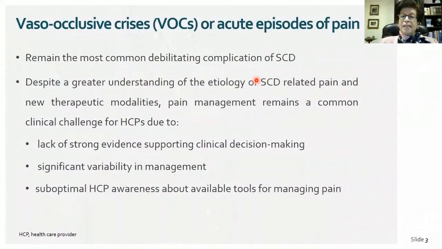Vaso-occlusive crisis, or VOC, or acute episodes of pain, as you all know, remain the most common debilitating complication of sickle cell disease. Despite our greater understanding of the etiology of sickle cell disease-related pain and new therapeutic modalities, pain management remains a common clinical challenge for healthcare providers for so many reasons. First, there's lack of strong evidence supporting clinical decision-making. There's significant management variability, and there's suboptimal awareness among HCPs about possible tools for managing pain.